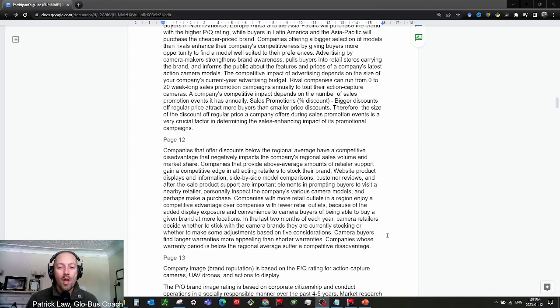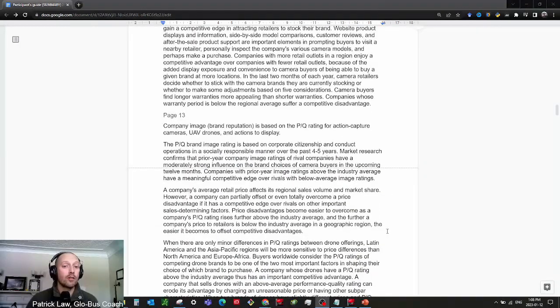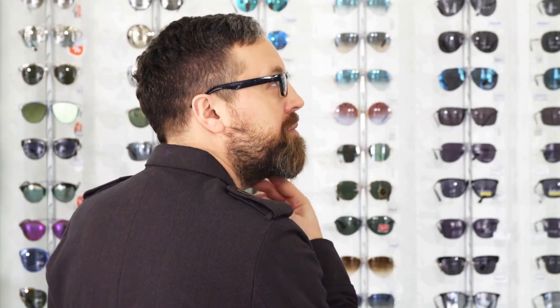their brand. Website product displays and information, side-by-side model comparisons, customer reviews, and after-the-sale product support are important elements in promoting buyers to visit a nearby retailer. Companies with more retail outlets in a region enjoy a competitive advantage over companies with fewer retail outlets because of the added display exposure and convenience to camera buyers of being able to buy a given brand at more locations.